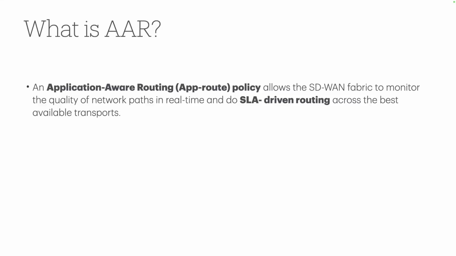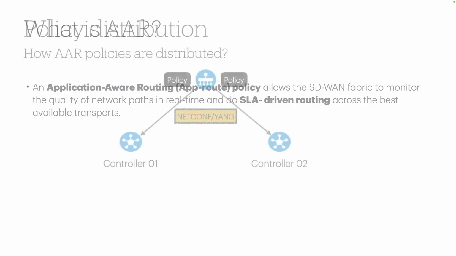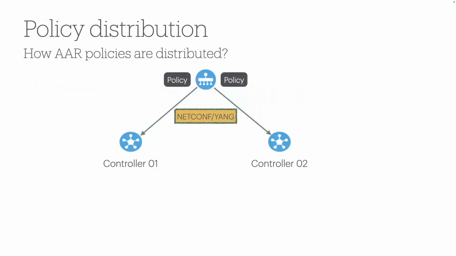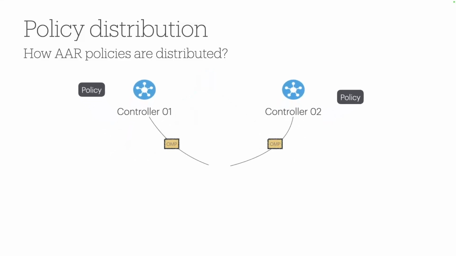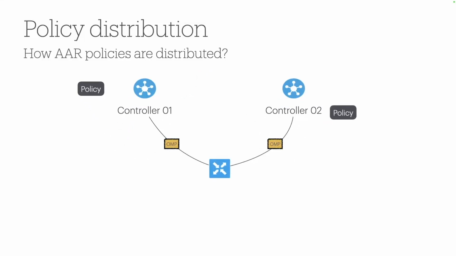AAR relies on BFD to detect performance issues such as packet loss, latency, and jitter on the overlay tunnels. Upon degradation of the performance of a specific tunnel, traffic is going to move to another path. These policies are configured on the manager and enforced onto the controllers via NETCONF. Further, controllers push the policy as a form of OMP update to the WAN edge routers.